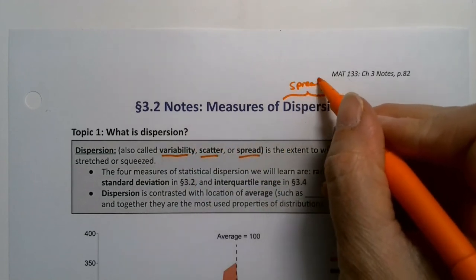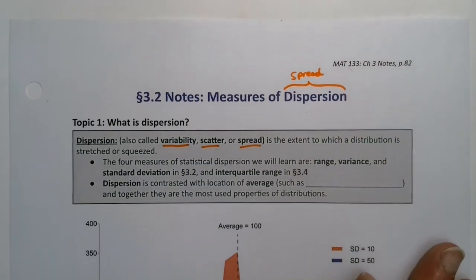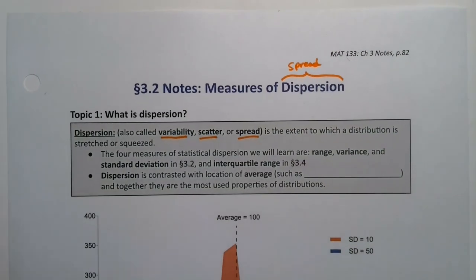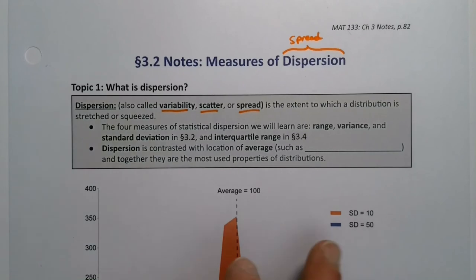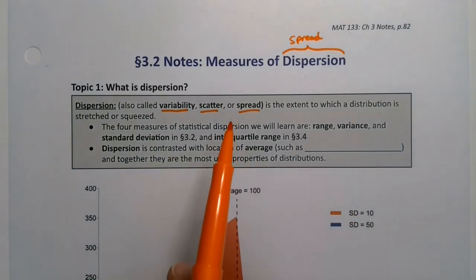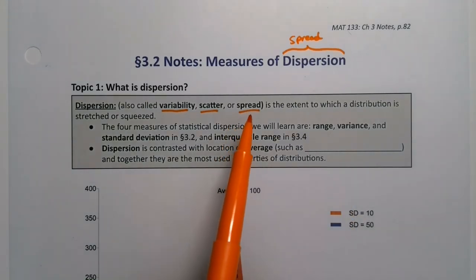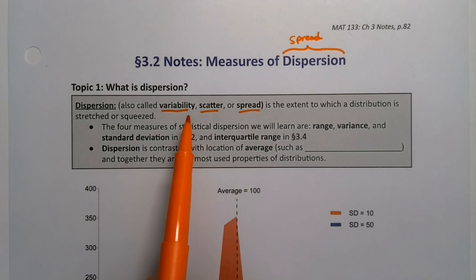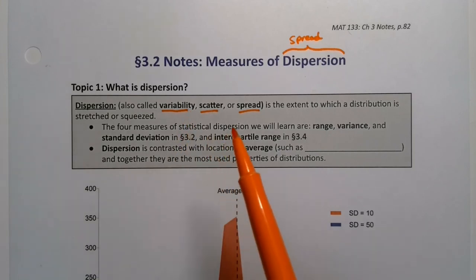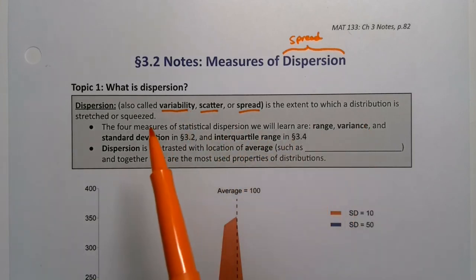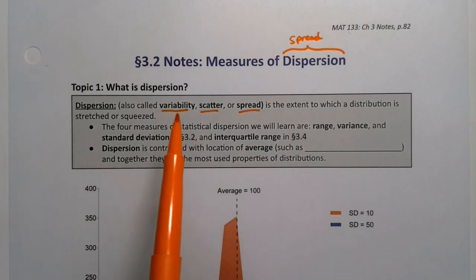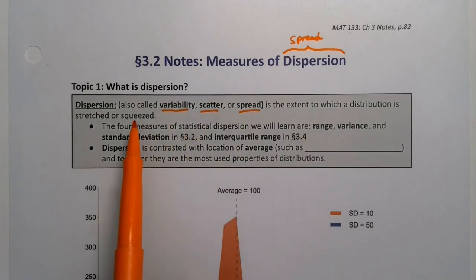Of those words, we say spread the most often, but if you say to a crowd disperse, it means you are telling them to spread out, right? So that's what these are measures of. Because if you don't have spread, if you don't have variability, then there's no point to having statistics at all because everybody is exactly the same, right? But that's, of course, not realistic. In real life, data sets are spread out, which means their distributions are stretched or squeezed.